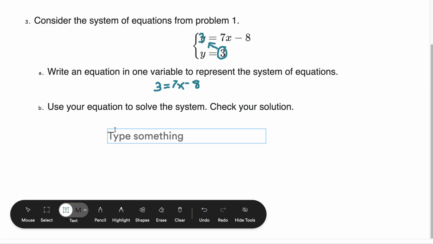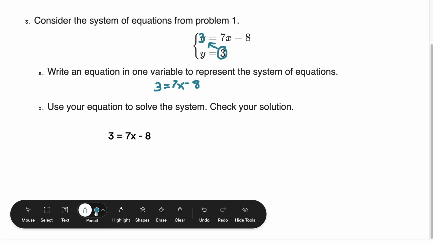I'm going to see if typing is easier because using the text box is easier. So we're starting with 3 equals 7x minus 8. We want to get our x alone. So the first thing that we're going to do is to add 8 to both sides.